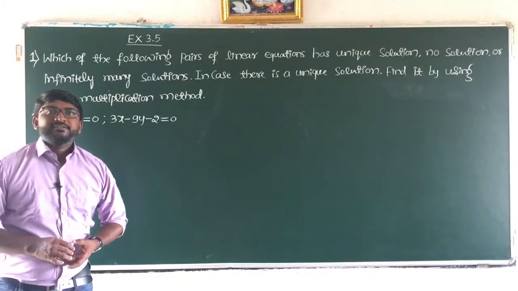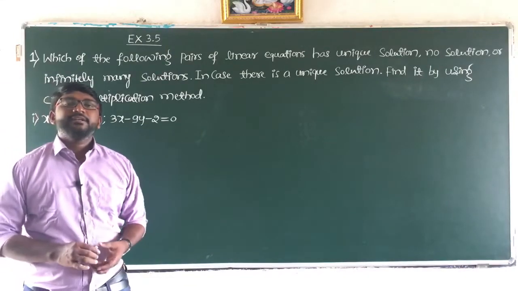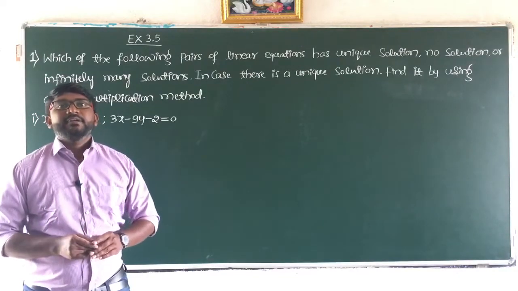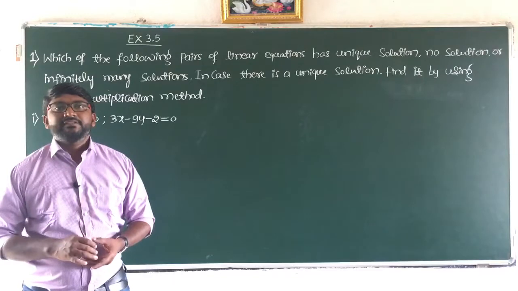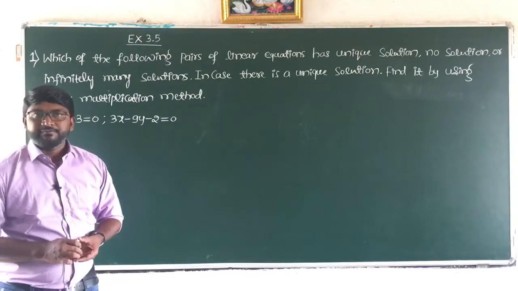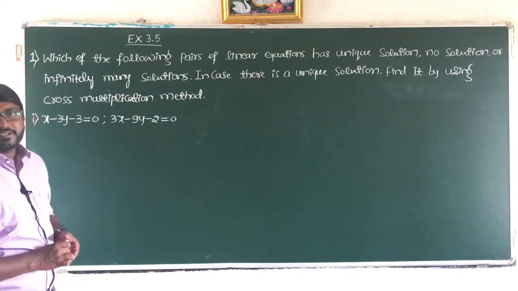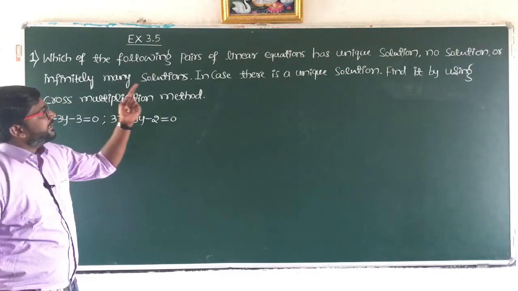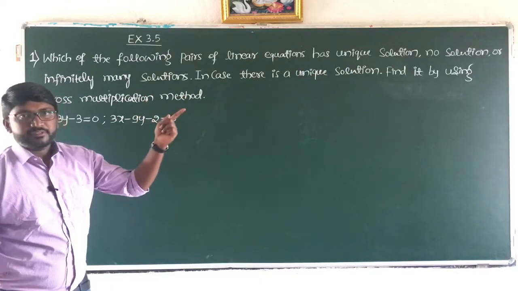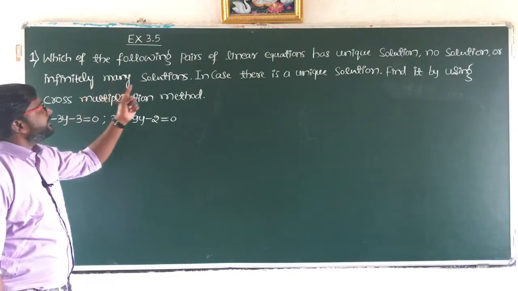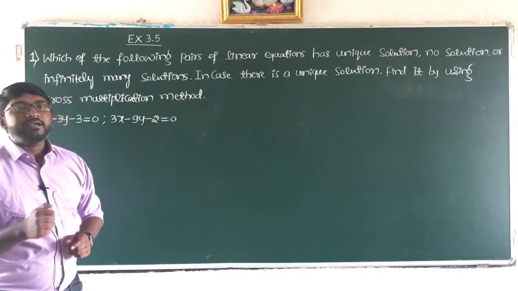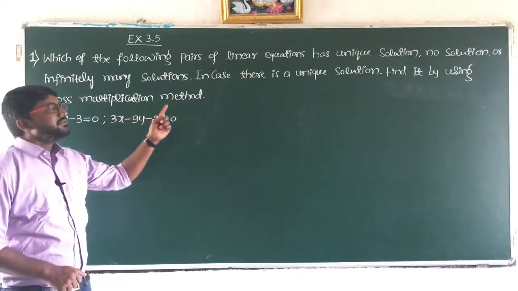Good afternoon, students. In the previous class we started with the third method of solving a pair of linear equations in two variables, that is the cross multiplication method. In today's class we will start with exercise 3.5. The first main question is: which of the following pairs of linear equations has a unique solution, no solution, or infinitely many solutions? In case there is a unique solution, find it by using the cross multiplication method.